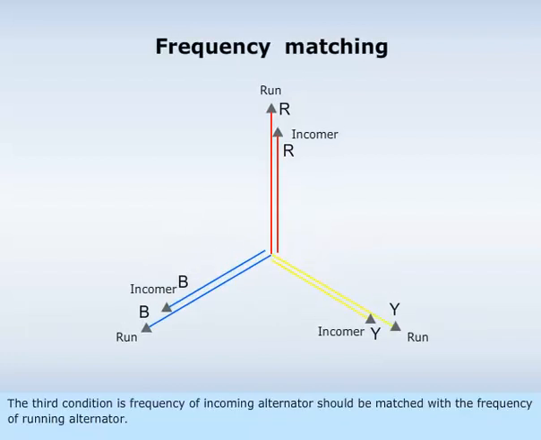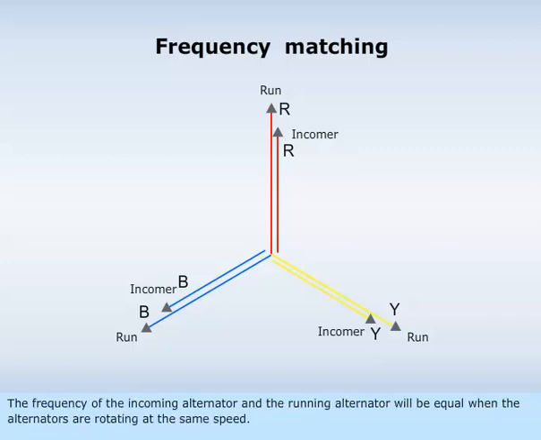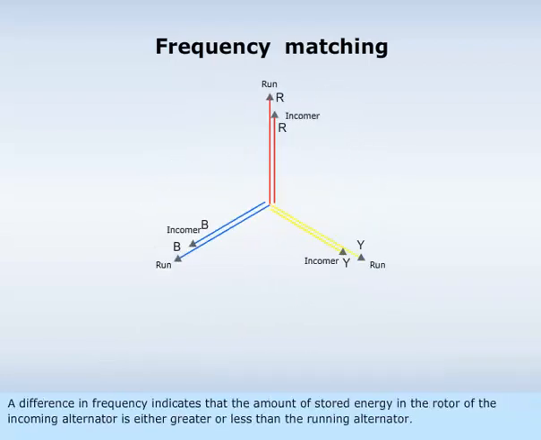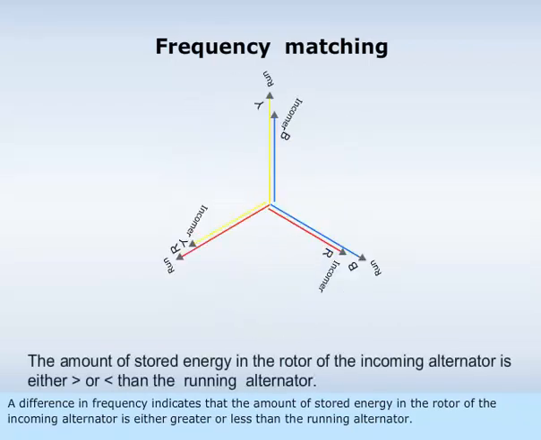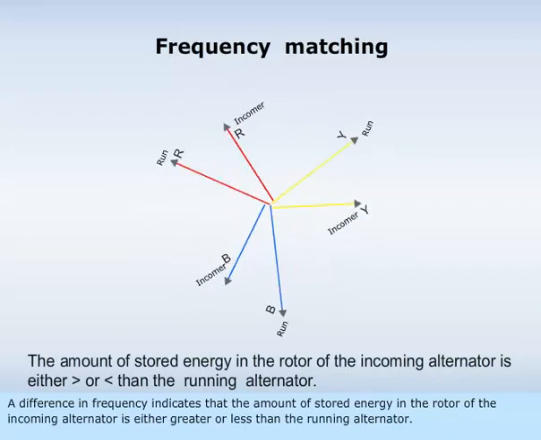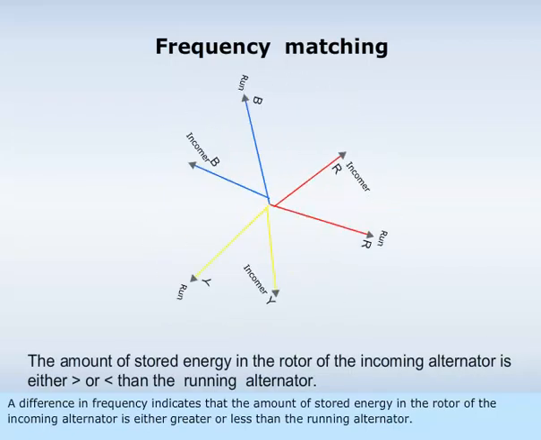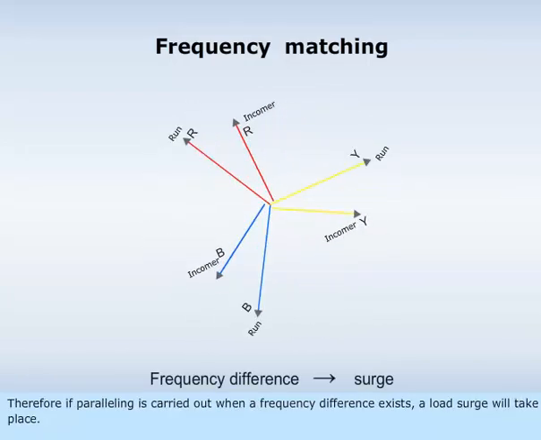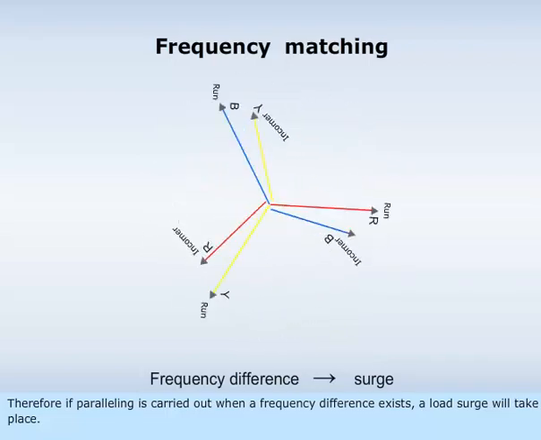The third condition is frequency of incoming alternator should be matched with the frequency of running alternator. The frequency of the incoming alternator and the running alternator will be equal when the alternators are rotating at the same speed. A difference in frequency indicates that the amount of stored energy in the rotor of the incoming alternator is either greater or less than the running alternator. Therefore, if paralleling is carried out when a frequency difference exists, a load surge will take place.